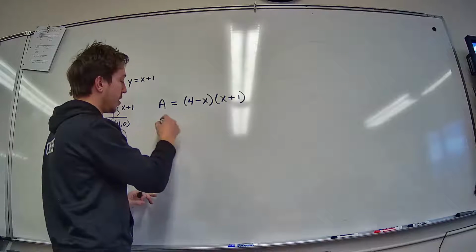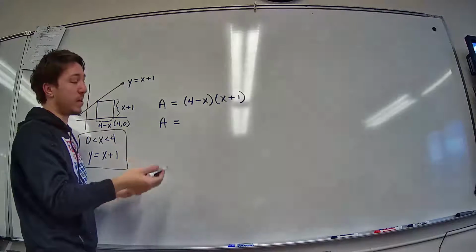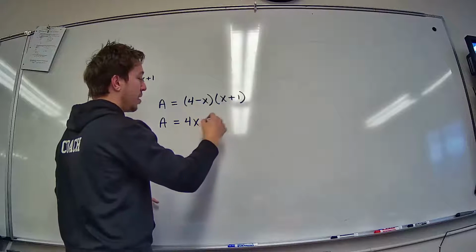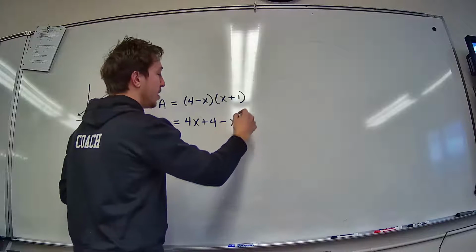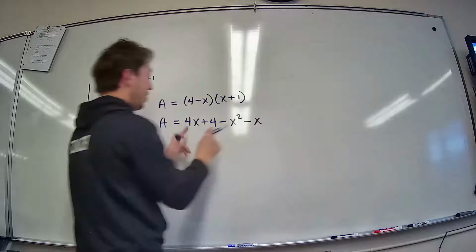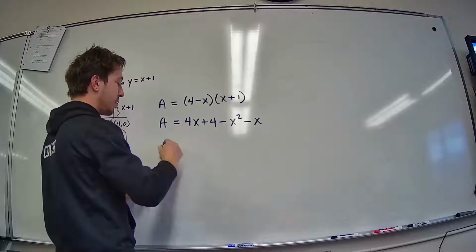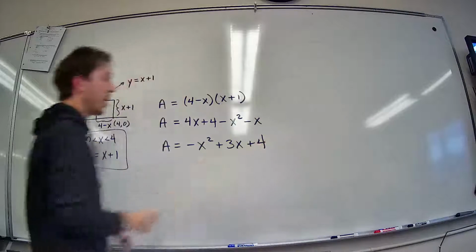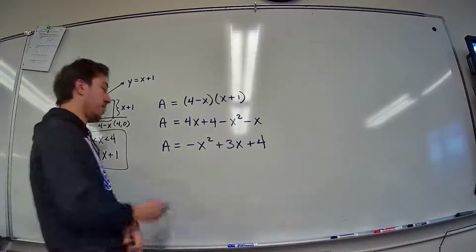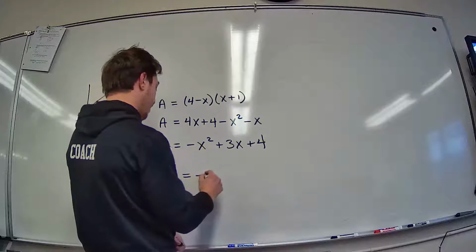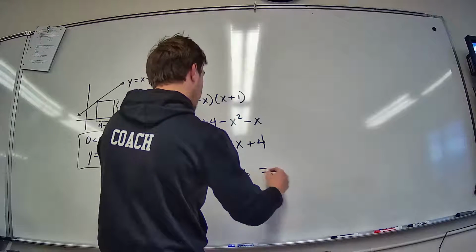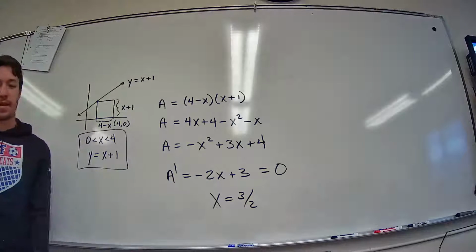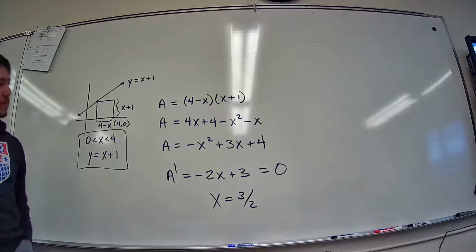You can use the product rule if you really want to, but I think it's way easier to multiply out. So 4 times x, 4 times 1, negative x times x, negative x times 1. 4x minus 1x is 3x. There's your area formula. What's the derivative of that? Set it equal to 0. Okay, great. x is 3/2.